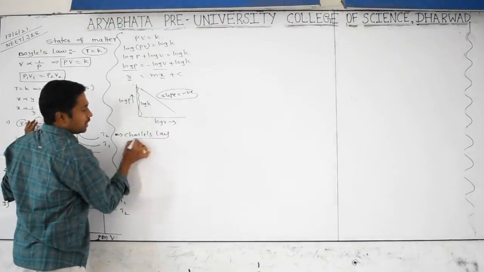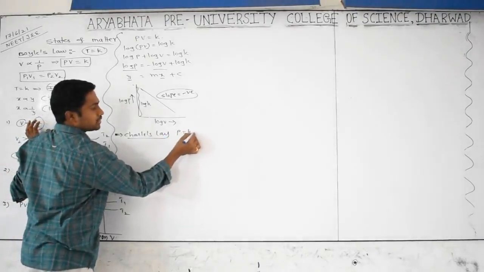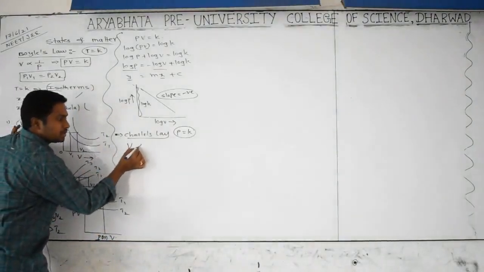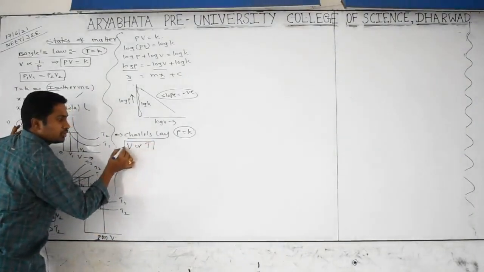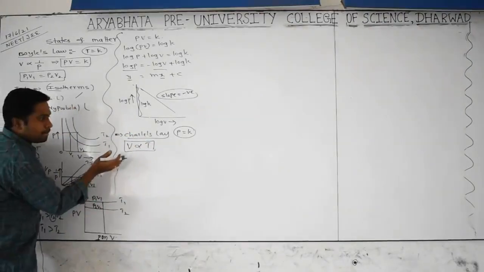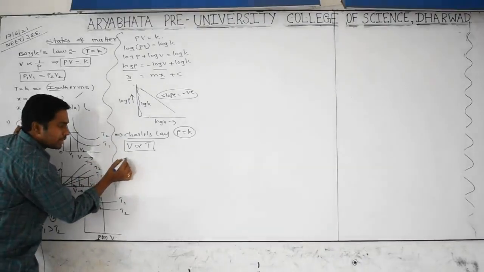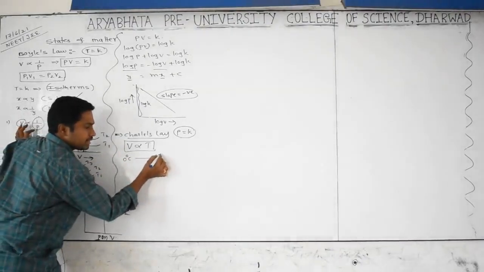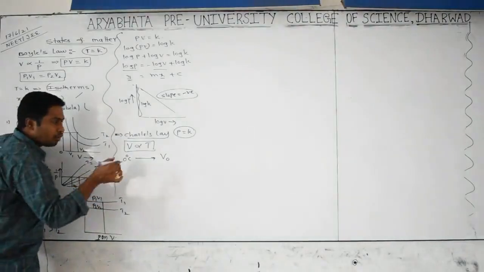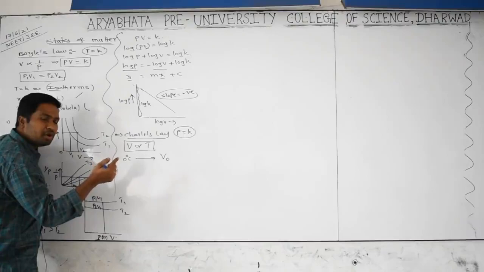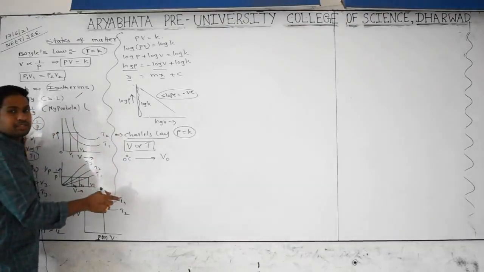Charles' law. Under Charles' law we have to maintain pressure as a constant. If pressure is a constant, the volume of a given mass of a gas is directly proportional to absolute temperature. Before deriving this equation, they did one experiment. The volume of a gas at 0 degrees Celsius is V0. What they were telling is, for every 1 degree change in temperature, the volume of gas will change by 1/273 part of the volume of gas at 0 degrees Celsius.